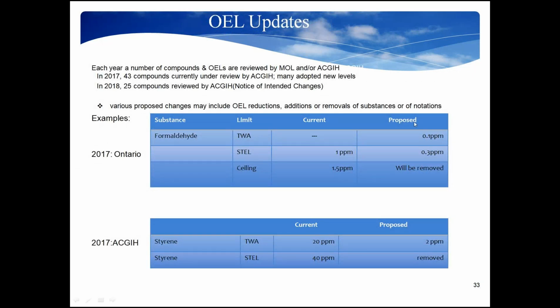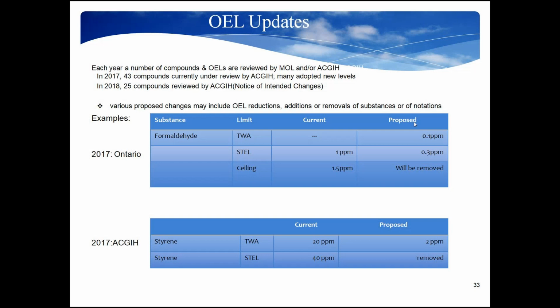Some OEL updates for the last year. Every year, a number of compounds and OELs are reviewed by the Ministry of Labour or ACGIH. In 2017, there were about 43 compounds under review by ACGIH, and this year in the booklet, it's about 25 compounds. Here are a couple of examples I pulled from that, which are considering some changes.